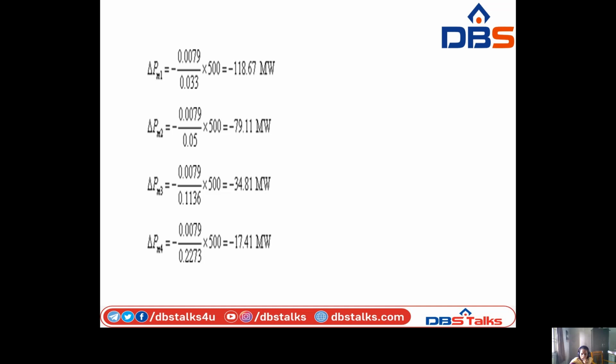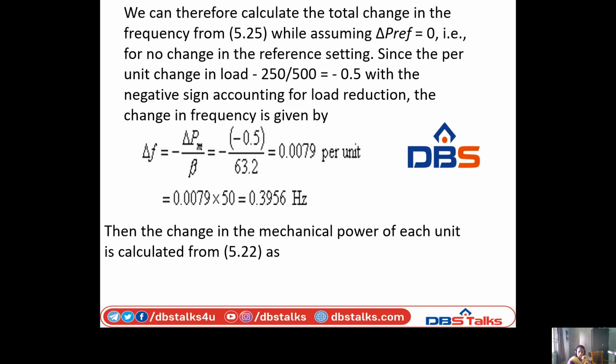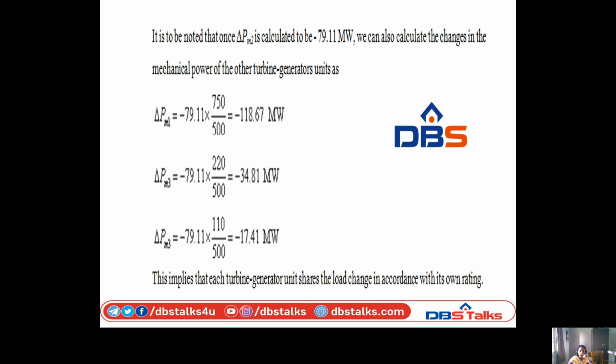Here delta PM4 equal to minus of 0.0079 by 0.2273 into 500. Then that is equal to minus 17.41 megawatts. So these are the mechanical output power for each unit. So in this problem, we calculated the change in frequency and the mechanical power for each unit. And it is noted that once delta PM2 is calculated to be minus 79.11 megawatt, you can also calculate the change in mechanical power of the turbine generator units.